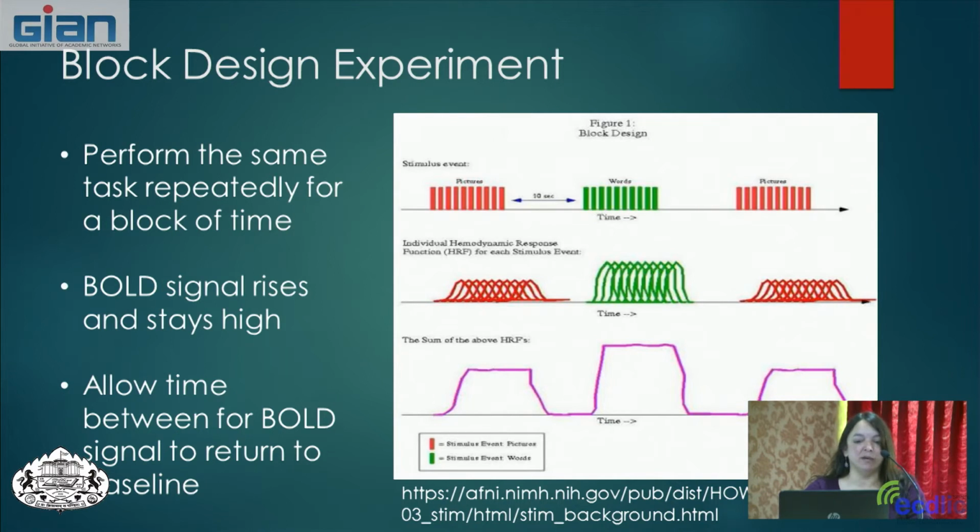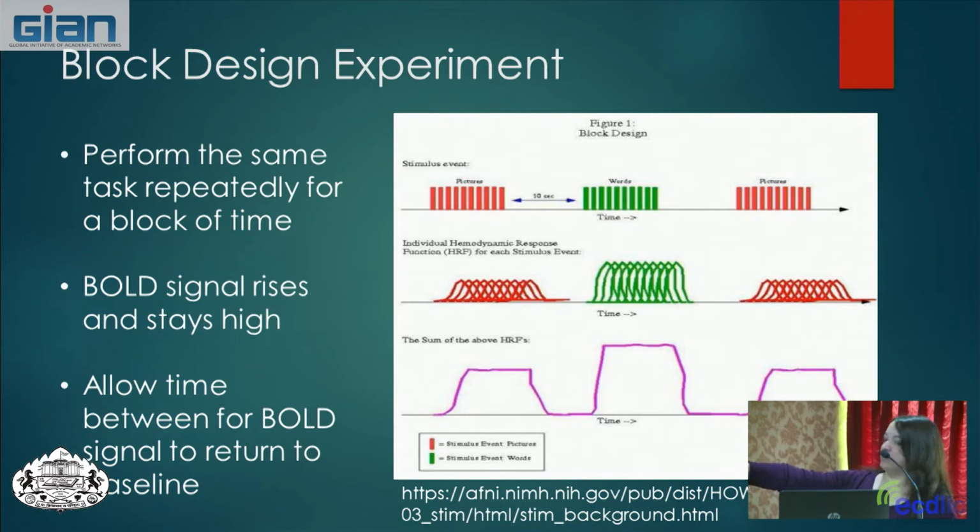The reason for doing that is because as the person is continuing to see these faces, the signal is going to rise in that area, and it's going to stay high while they're doing that. And then as soon as they go back to resting and looking at that crosshair, the signal is going to fall again. So the good thing about this technique is that we can get a good, strong BOLD signal because we're repeating this over and over again. We're assuming that we're activating this area that's looking at faces, and we're keeping this signal up high, and then when we turn it off, the BOLD signal is going to go back down to baseline.